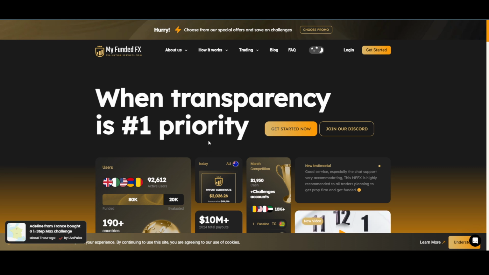So that's pretty much it. These are the websites where you will be able to find your funded Forex accounts.